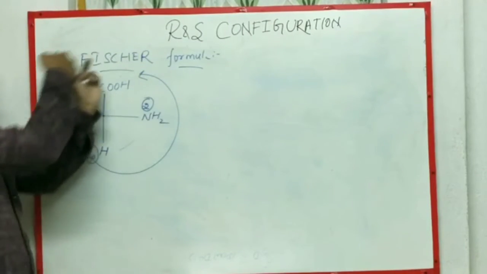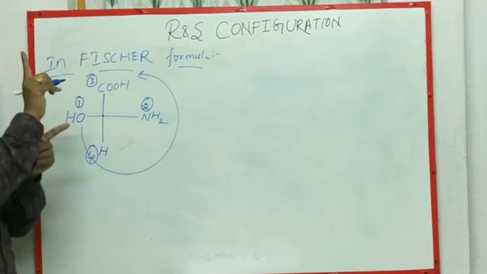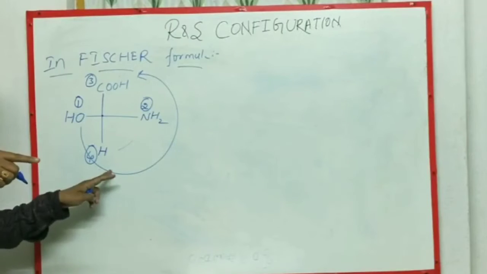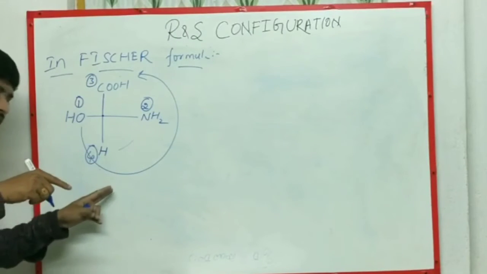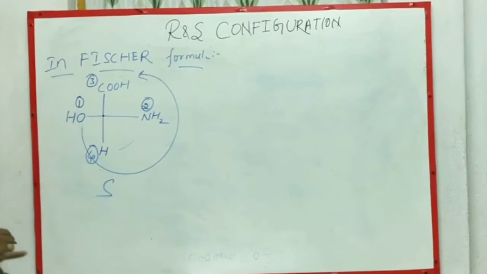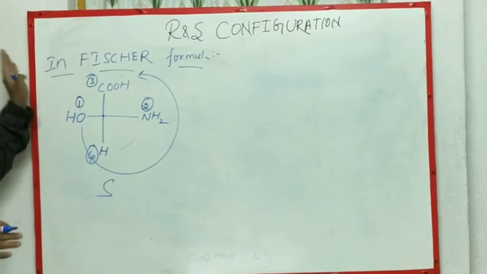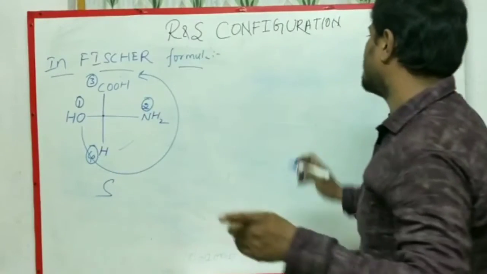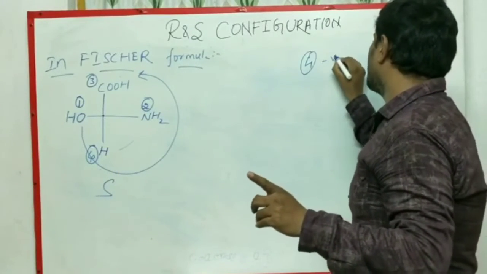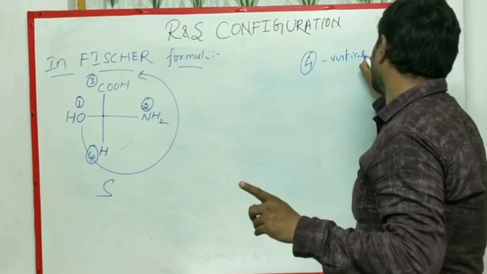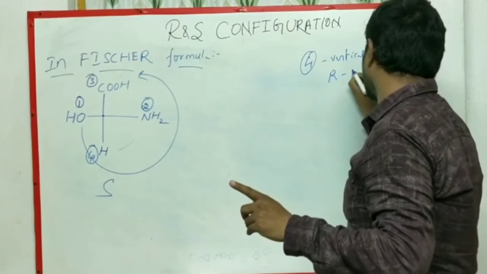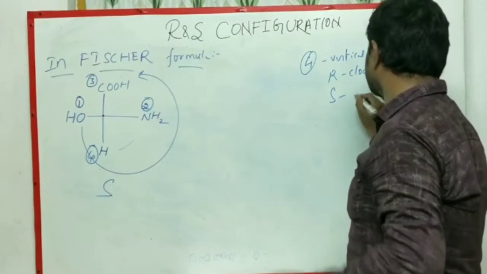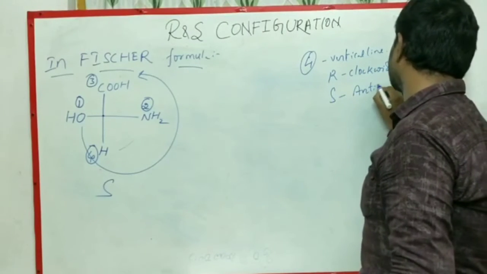1, 2, 3, anticlockwise. Anticlockwise means S. Another one: the fourth priority group is at the vertical line, the same configuration, S. In Fischer projection formula, only one thing: if the fourth priority group is on the vertical line, R is clockwise or right side, S is anti-clockwise.